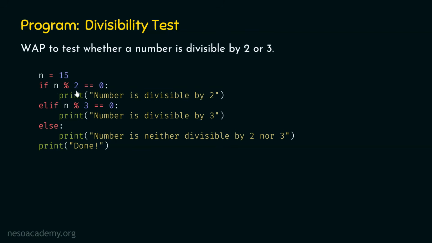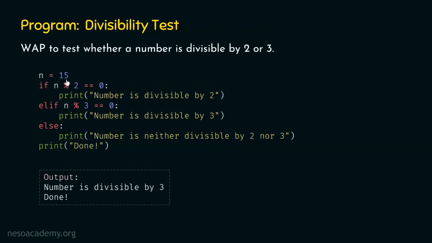We know that 15 is not divisible by 2. Therefore, this condition is not satisfied. But this condition is satisfied. 15 is divisible by 3. Therefore, number is divisible by 3 will be printed and done will be printed. Hence, the output of this program is number is divisible by 3, done.